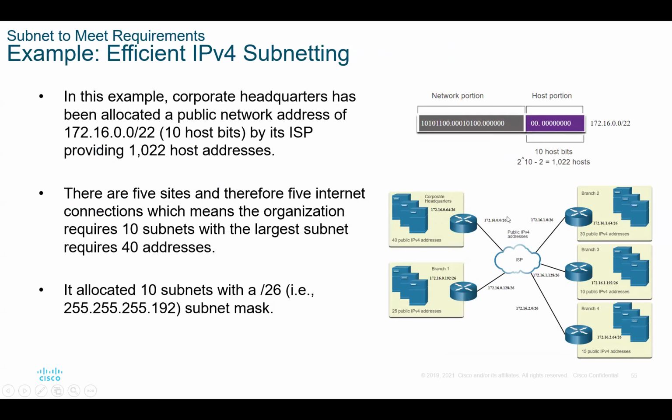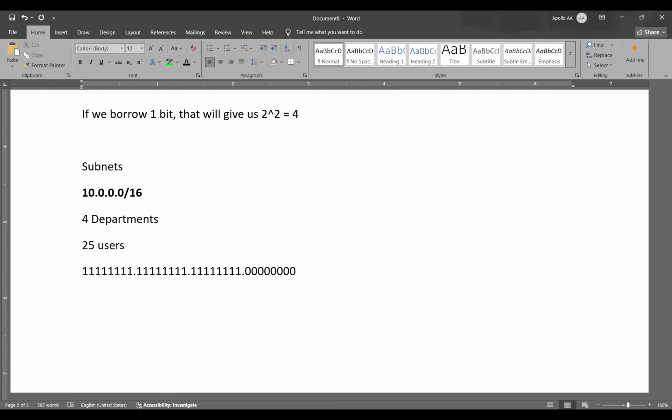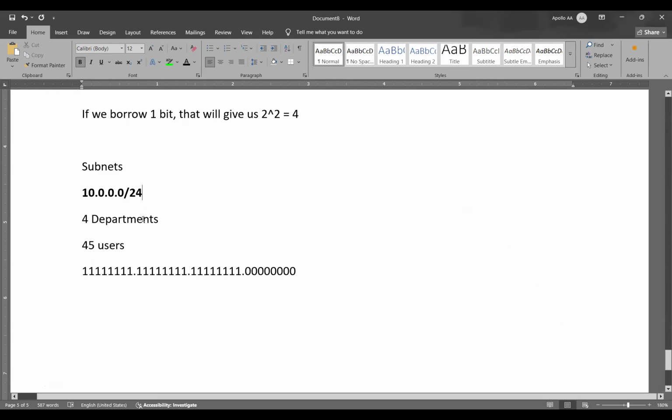So before we go to VLSM, I wanted to give just one last example that relates to what we've been doing. Let's say here we want just that network, but we are saying we have 45 users. Let's go with 45. And this is now /24. Let's make it a smaller network. And we're saying we have 4 departments, and each department has 45 users. So what is the thinking process here?